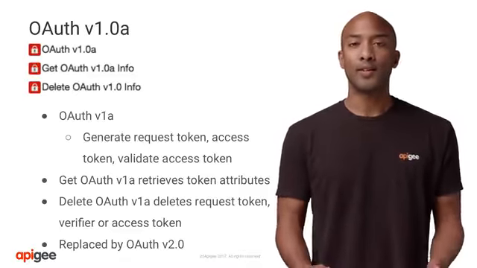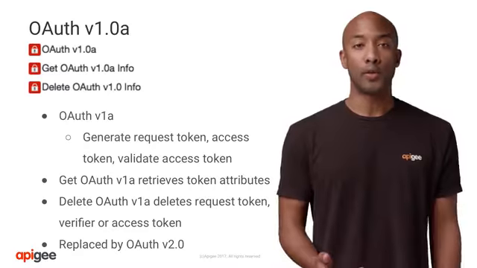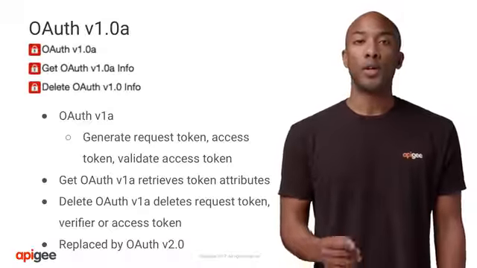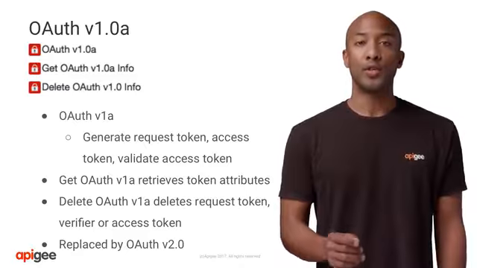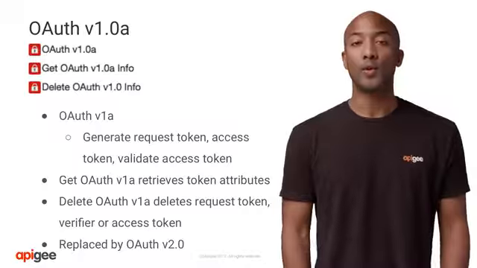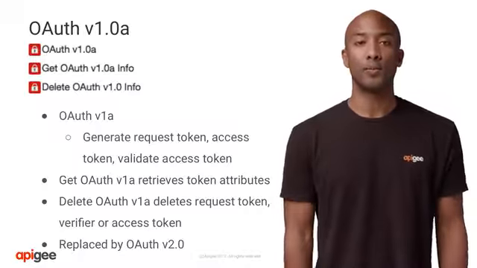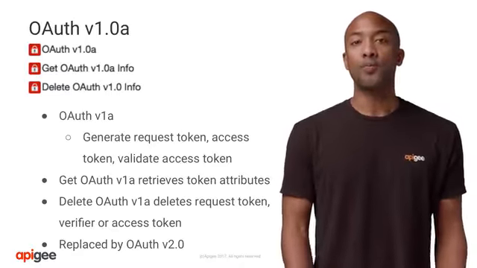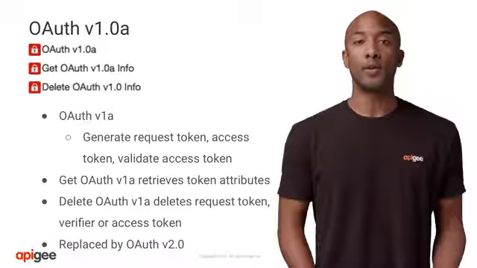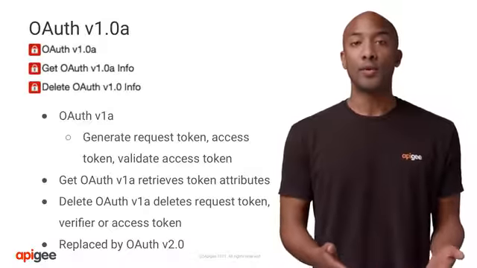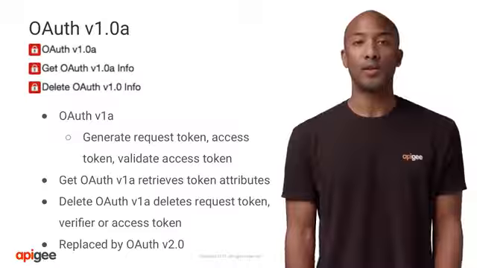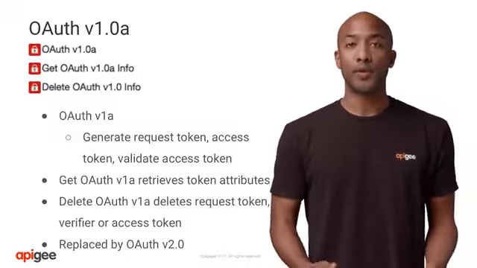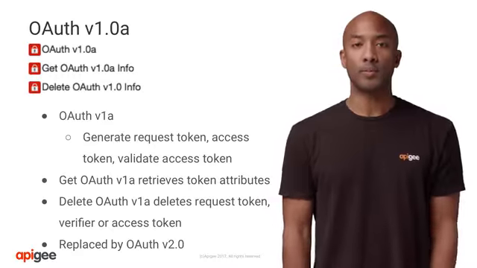OAuth version 1A consists of three policies: OAuth v1a, get OAuth info, and delete OAuth info. The OAuth v1a policy allows you to generate a request token, access token, and validate the access token. The get OAuth info policy retrieves attributes of the token and keys and stores them into flow variables. And this allows you to configure conditional or dynamic behavior within your API. The delete OAuth policy deletes the request token, the verifier, or the access token.